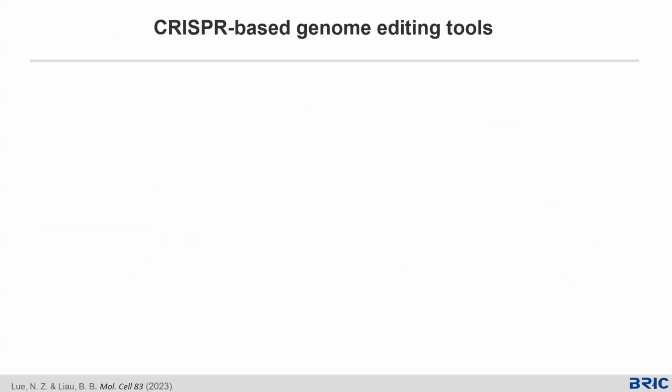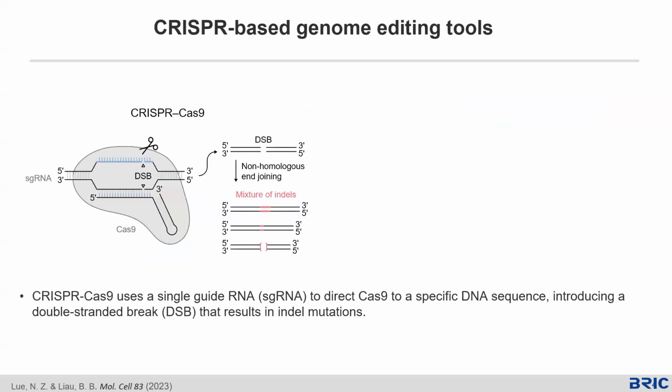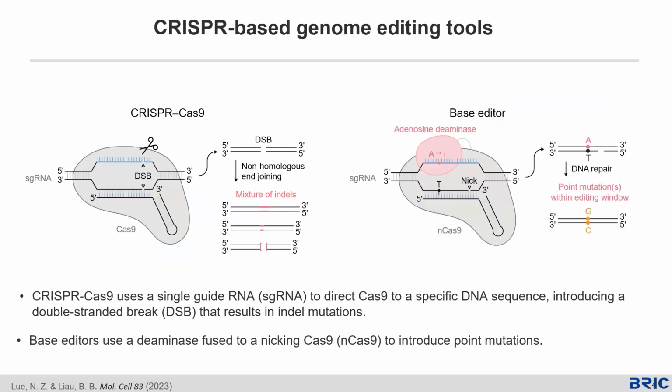To understand the effect of genetic variants on cis-regulatory elements, we can use CRISPR-based genome editing tools. The CRISPR-Cas9 system uses a single guide RNA to direct the Cas9 protein to a specific DNA sequence where it introduces a double-stranded break. This break is typically repaired in a way that introduces insertions or deletions. Alternatively, we can also use base editors, which consist of a deaminase fused to a nicking Cas9 to introduce precise point mutations without making double-stranded breaks.